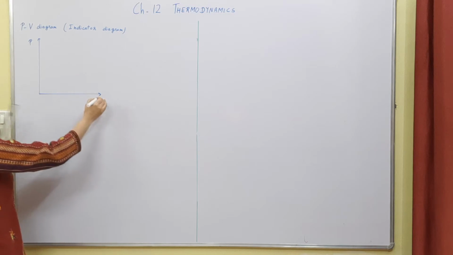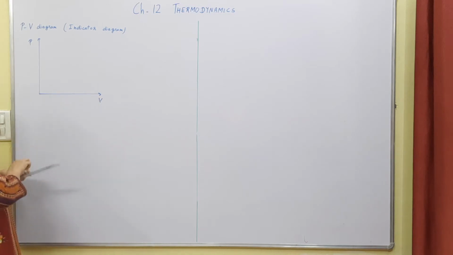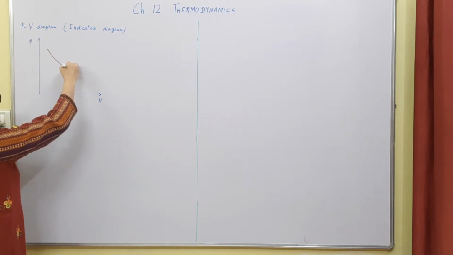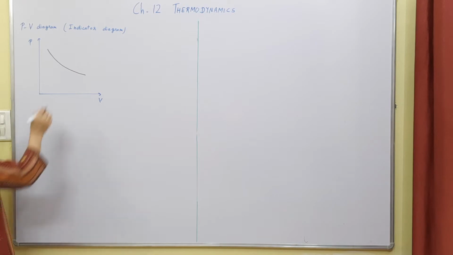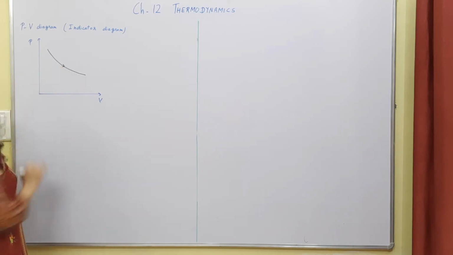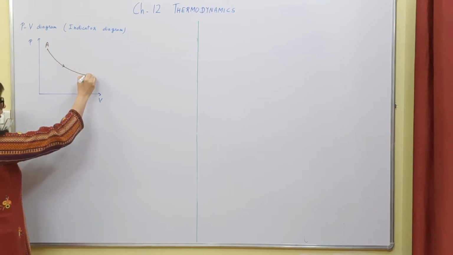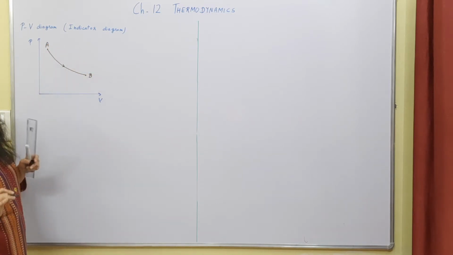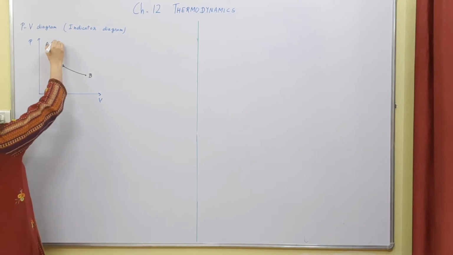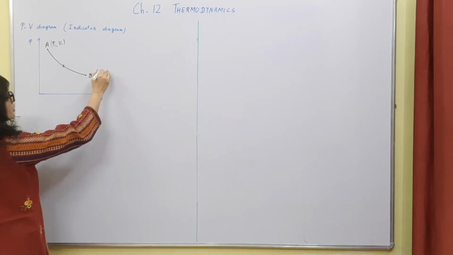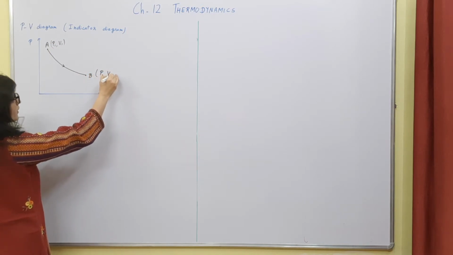If this is your PV graph, and suppose this is the graph, right? Suppose the system goes from point A to point B. At point A, suppose the pressure and volume are P1 and V1, and here the pressure and the volume are P2 and V2.